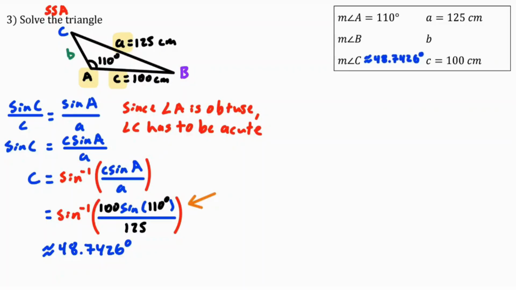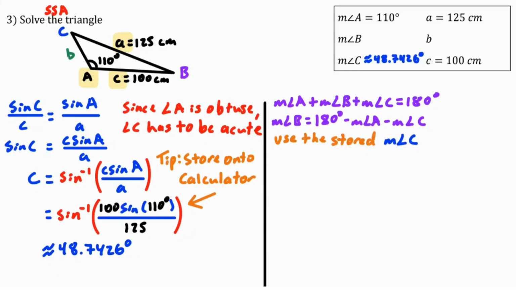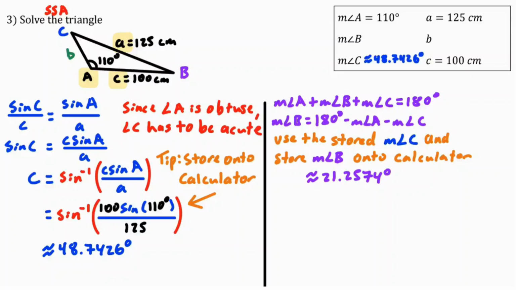This portion right here, we want to store onto the calculator so that we don't have to retype it every single time. Okay? Next, let's solve for angle B. We know that all three angles should add up to 180 degrees. So if we subtract angle A and angle C from both sides, we have angle B equals 180 minus angle A minus angle C. Now, from that earlier tip, since we stored C on the calculator, we're going to use that stored value, and then store the new value, 180 degrees minus angle A minus angle C, into angle B. And we'll get that to be about 21.2574 degrees. All right, we'll put that in, and since we've solved for this variable, let's section it off.